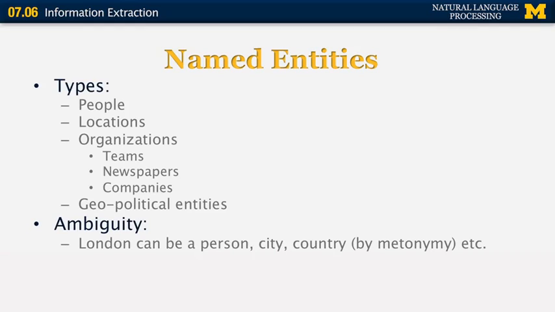Named entities can be ambiguous. So for example, the word London can be a person, like the last name, a city, or a country. It's a country by metonymy. If you remember from one of the earlier lectures, we can say something like London decided not to get involved in the war, where London really stands for the country that it is the capital of. So named entities are very useful because they can be used for interfaces to databases, question answering systems, and so on.